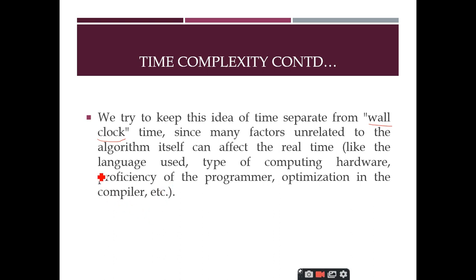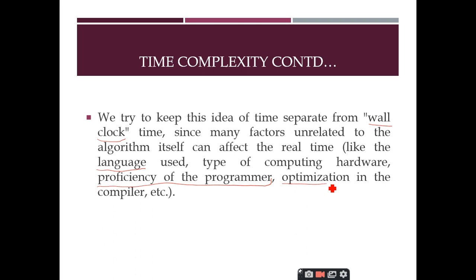For example, the programming language you use may affect the efficiency of the algorithm. That means it may affect the time complexity of the algorithm. Similarly, the proficiency of the programmer: if you are working with a good programmer, he can choose efficient data structures and he can write efficient algorithms. So the knowledge level of the programmer also has an external impact on the time complexity.